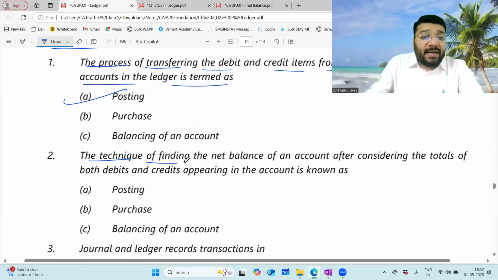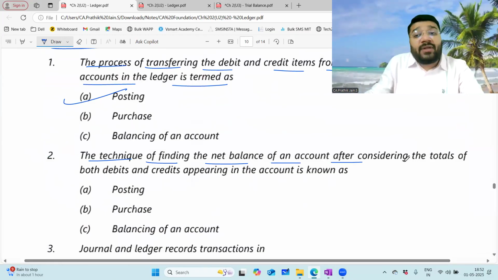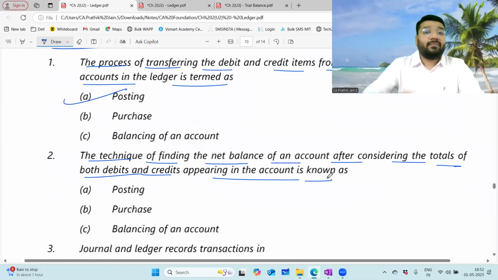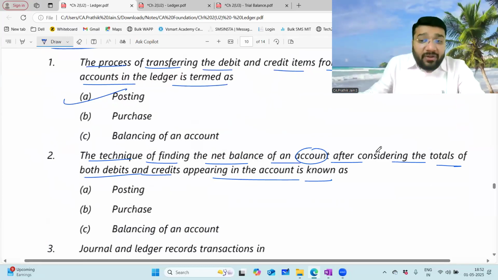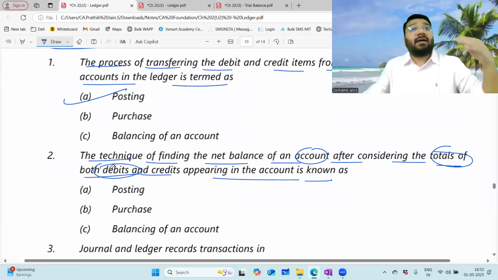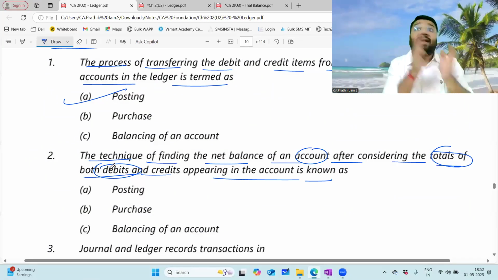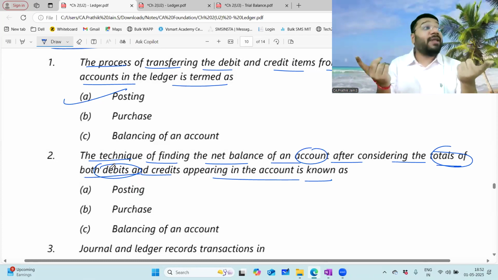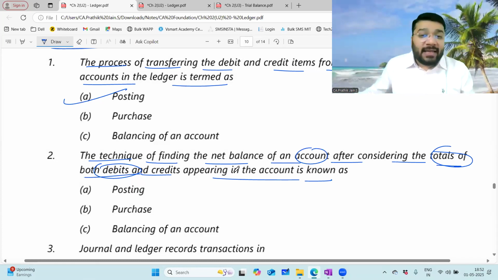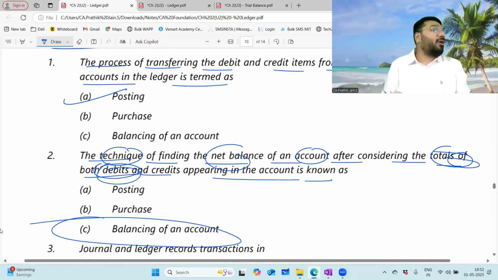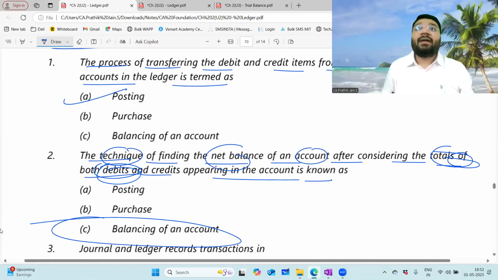The technique of finding the net balance of an account after considering the total of both debit and credit appearing in the account is known as. One more time. That is, I posted. After posting, the first step is posting. Second step is I will total which side is higher. After totaling, what will I do next? Third is balancing. So they're telling that after you do the totaling of debit and credit, the net balance you find, that process is called what? Balancing of account.